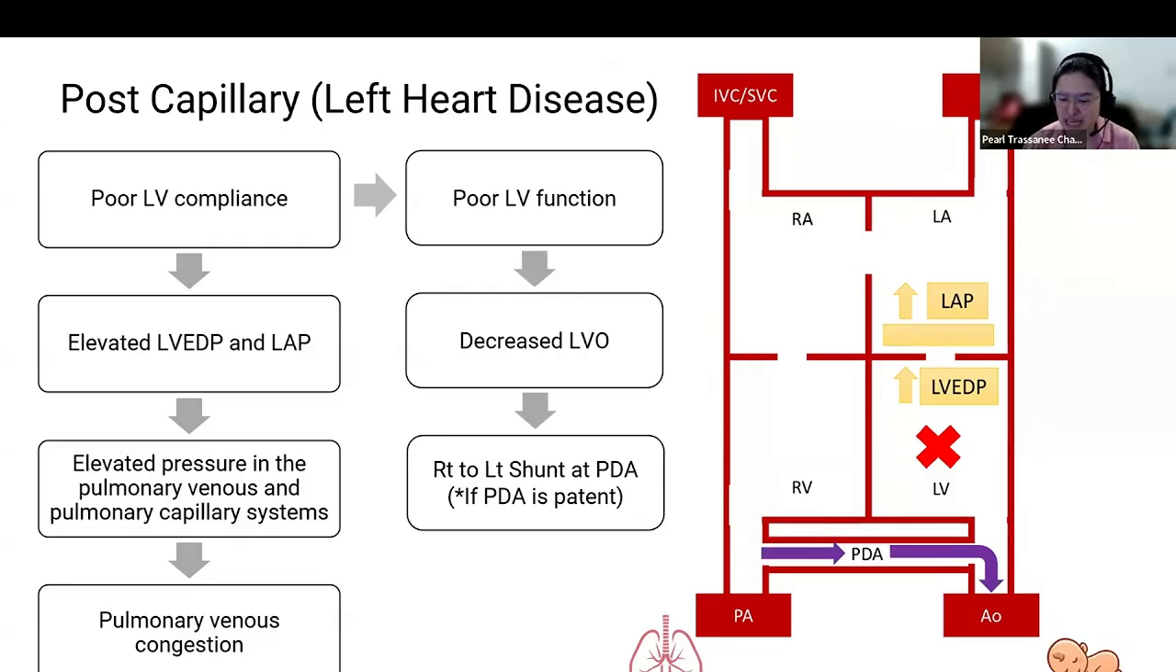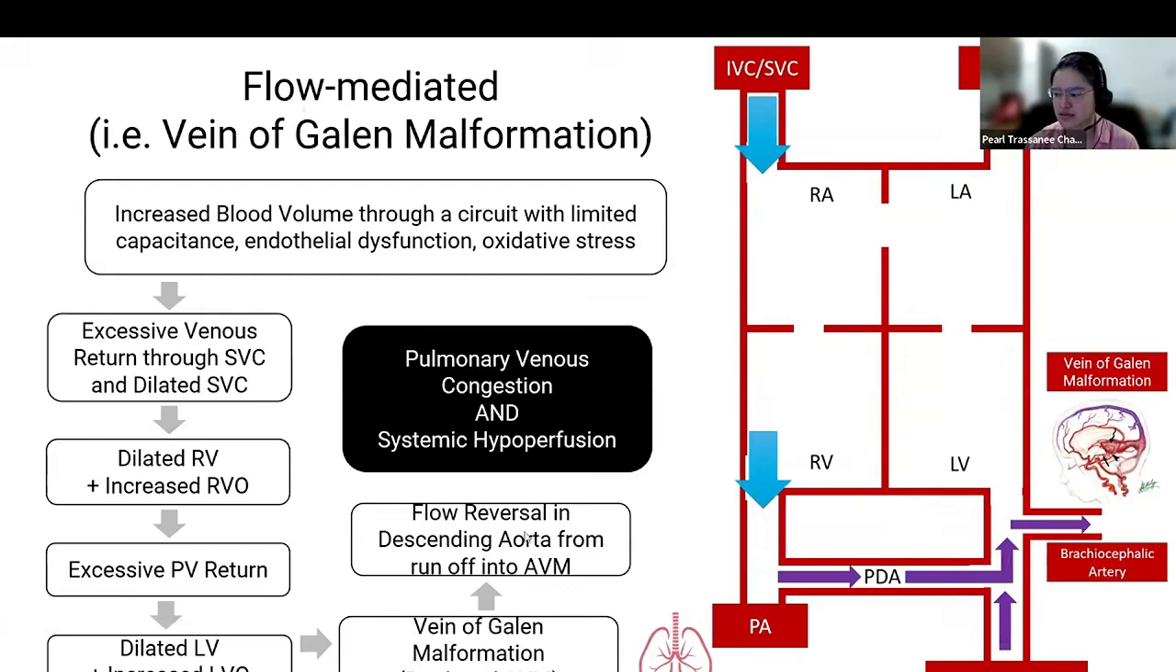As pulmonary venous and capillary pressures rise, the lungs become congested, impairing gas exchange and increasing respiratory needs. The last one is the flow-mediated or flow-driven phenotype, which is characterized by elevated pulmonary arterial pressure secondary to increased pulmonary blood flow. I am using the example of vein of Galen malformation as the prototype lesion here.